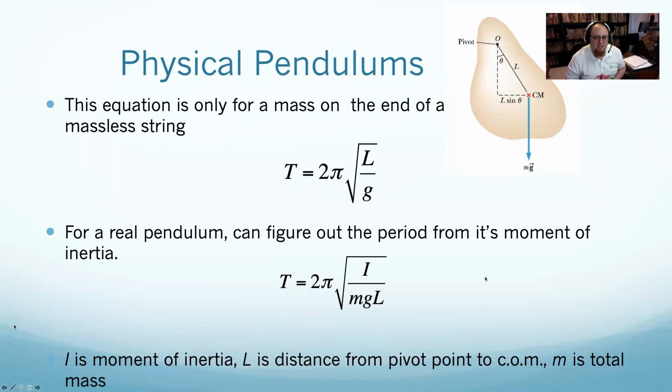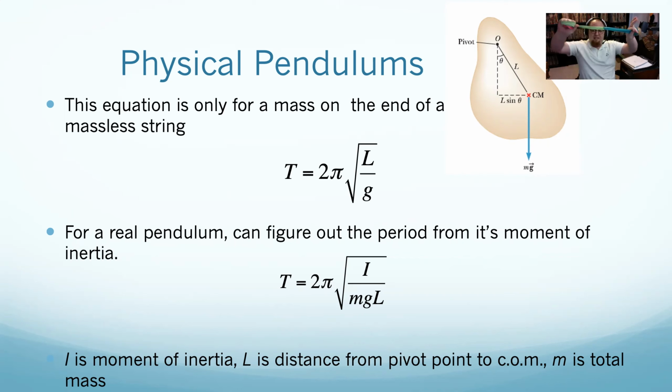For a real pendulum, the period of motion would be 2 pi square root of I over mgL. And I in this equation is the moment of inertia around the pivot point. We covered moment of inertia a few chapters ago in chapter 8, but yeah, it's back here. And L will be the distance from the pivot point to the center of mass.